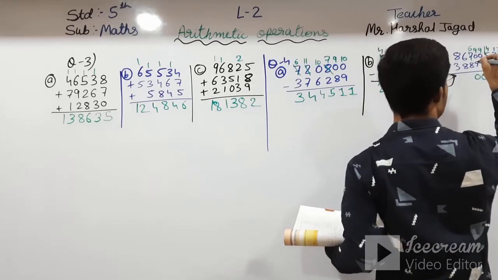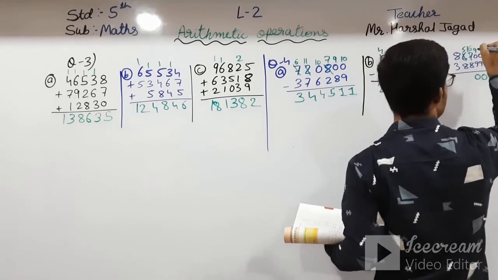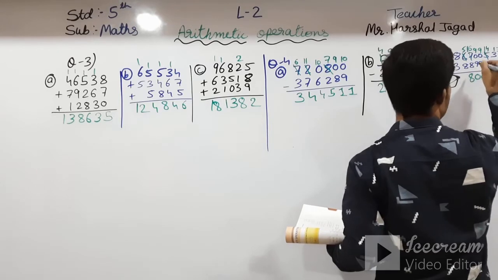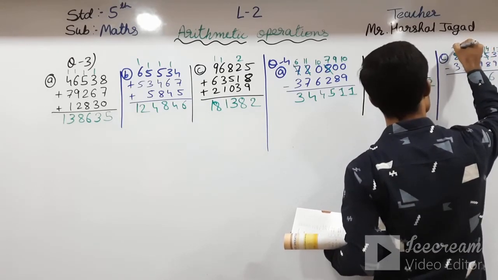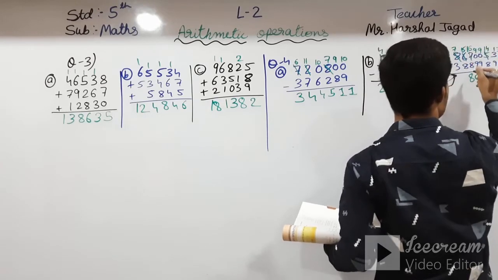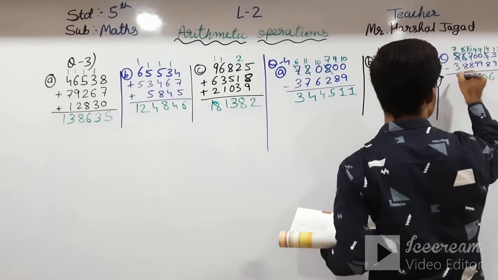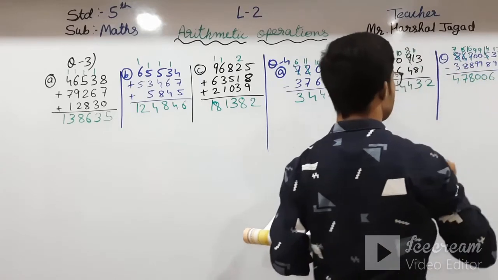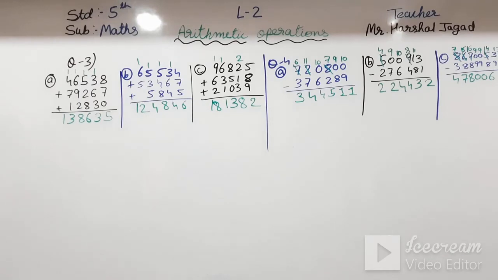6 minus 8 will not happen. So here will be 5 and here will be 16. 5 minus 8 will not happen. Then borrowing from here, there will be 7. Here will be 15. 15 minus 8, that is 7. 7 minus 3, that is 4. So this is your subtraction answer. Please verify your answer.